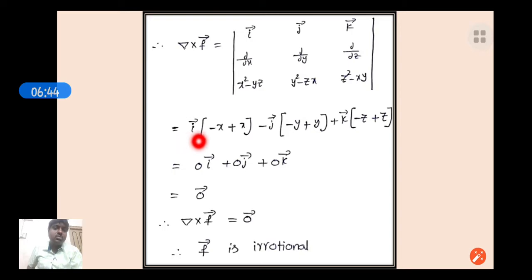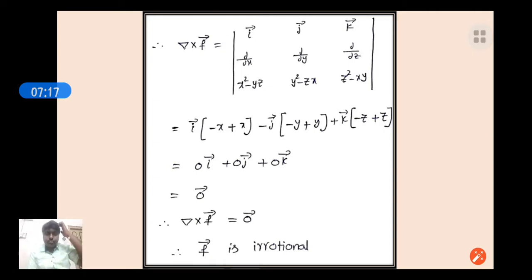By simplifying this, i bar into minus x plus x cancel, 0 bar, plus minus y plus y cancel, 0 bar. Next, k bar is equal to minus z plus z, 0 k bar. So finally, I am getting 0 i bar plus 0 j bar plus 0 k bar. If every component is 0, such a vector is called the zero vector, 0 bar. So, del cross f bar is equal to 0. If del cross f bar is 0, such a vector point function f bar is called irrotational.